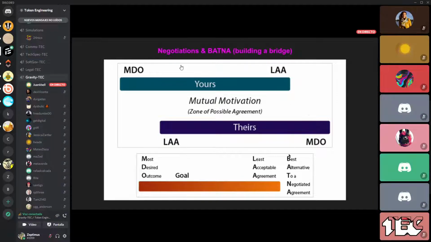the best alternative to a negotiated agreement, and the idea of a negotiation, is to try to build a bridge. And what is building a bridge? It is when you have each of these very separate from each other, and you try to get them to that zone of agreement, you try to connect them, and that is what we call building a bridge. Building a bridge in negotiation is to try to approach parts that are far from each other to a zone of possible agreement.